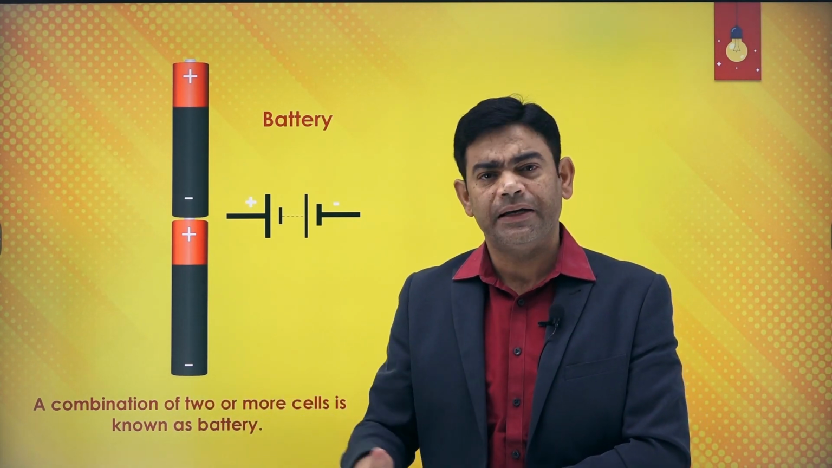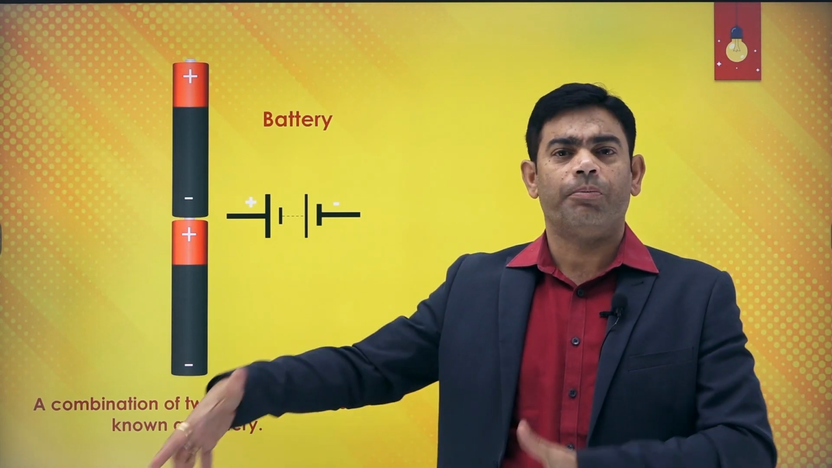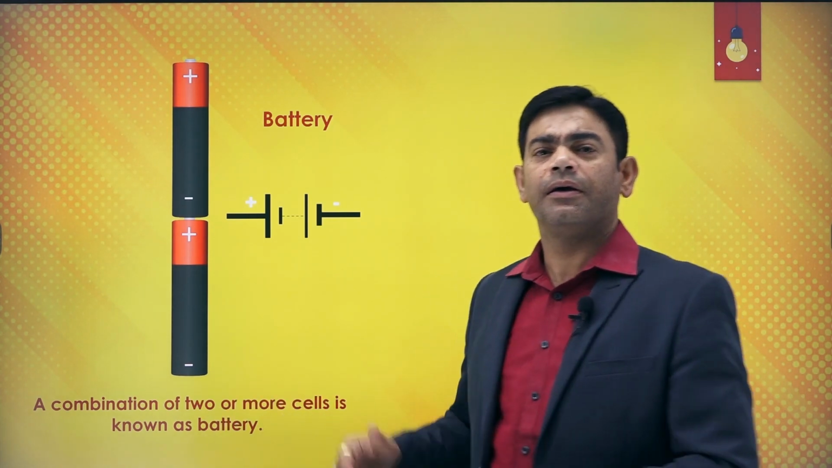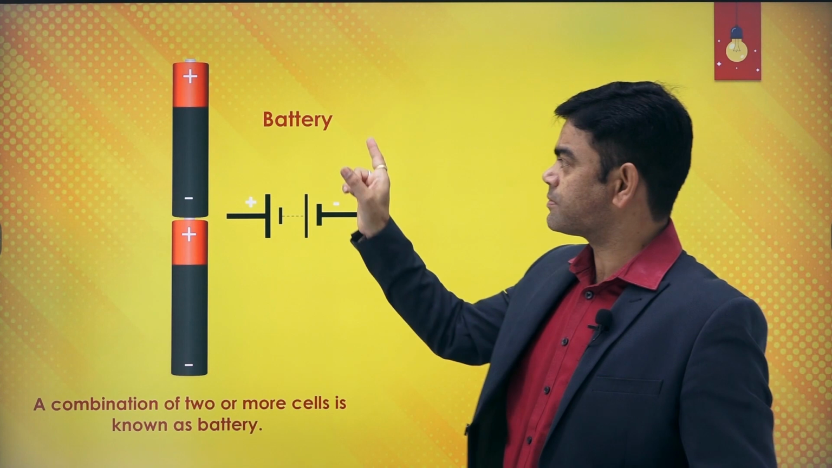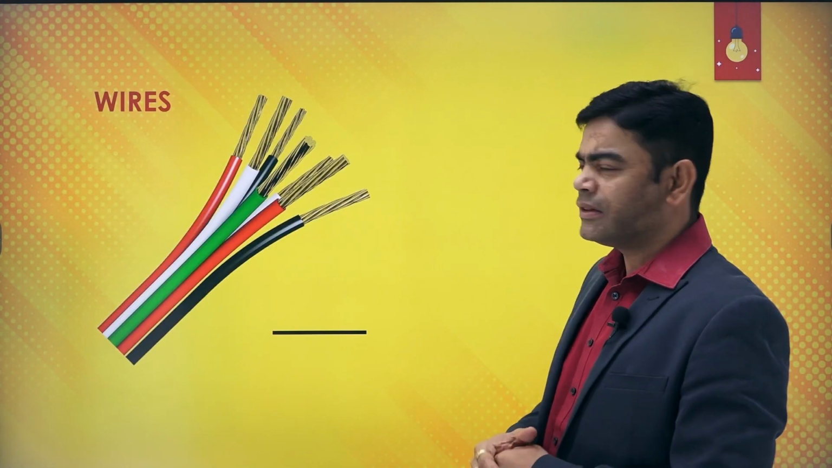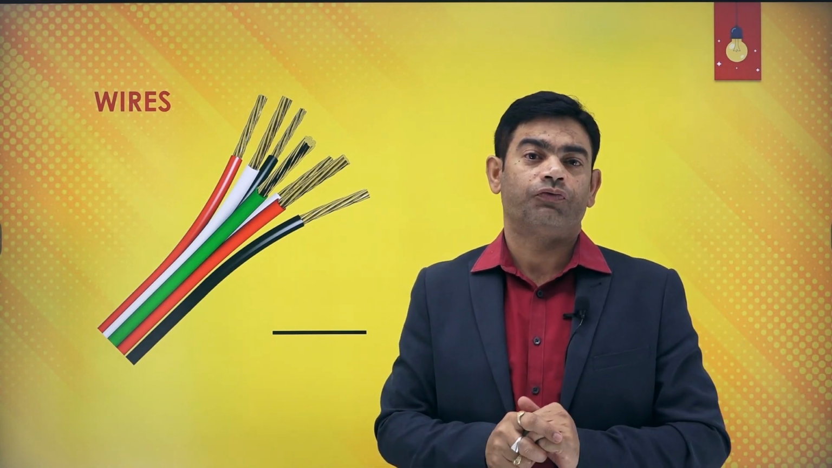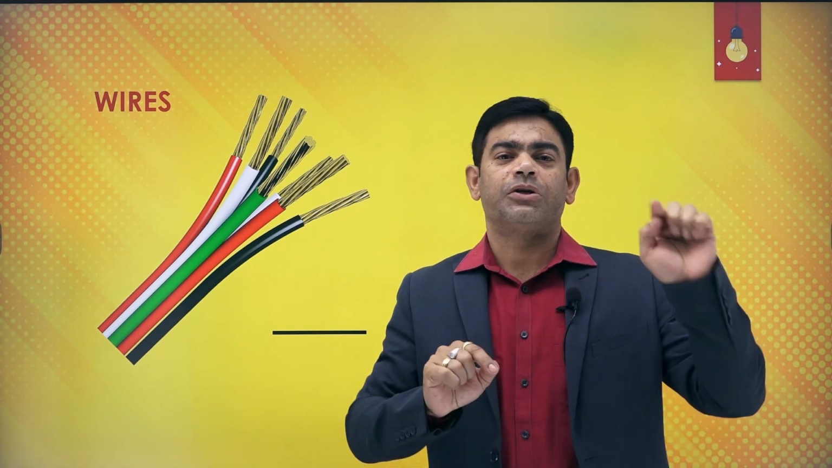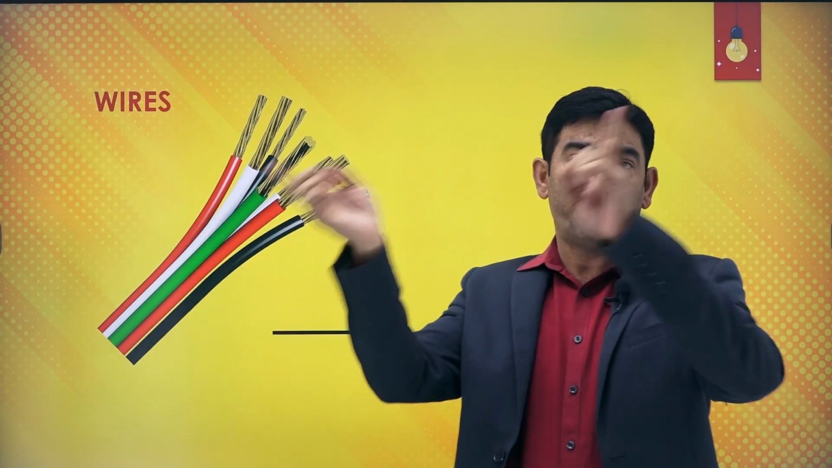Okay, they are connected in series one after another, and that combination completely is called a battery. So a battery is a combination of cells in series. And then wires, connecting wires from one device to another, from the cell to the switch, the switch to the load, the load back to the cell.